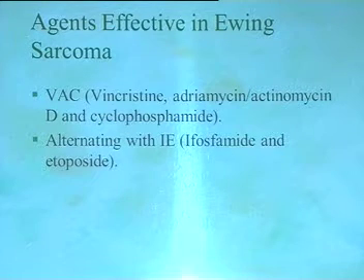Switching gears to Ewing sarcoma, it's more chemosensitive than osteosarcoma. The tumor sometimes actually melts away. The effective drugs are vincristine, adriamycin, actinomycin D, cyclophosphamide, and alternating with ifosfamide and etoposide. Generally what we do is we start with adriamycin in the cycles, and once we reach a cumulative dose of 375 milligram per meter square of adriamycin, we switch to actinomycin D.